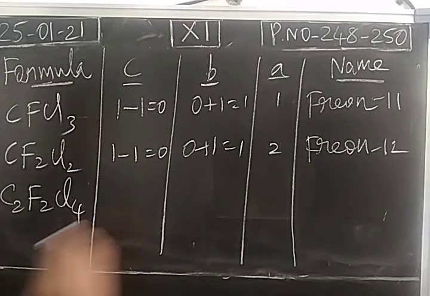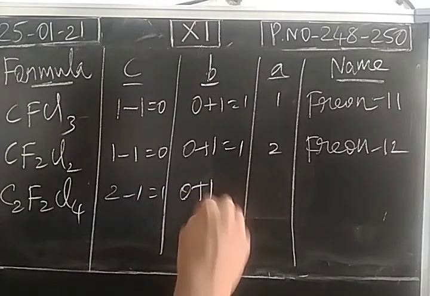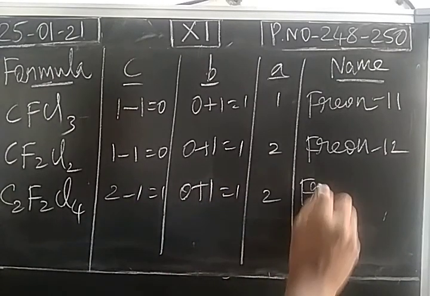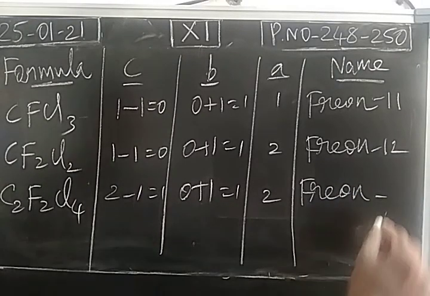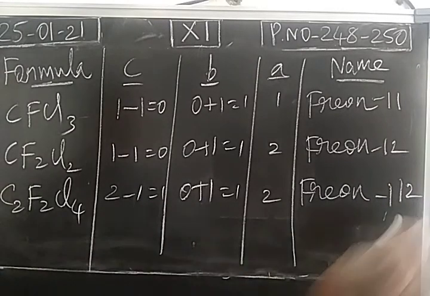Number of carbon atoms, 2 minus 1, so we write it as 1. B value, number of hydrogen atoms is 0, plus 1, so 1. Number of fluorine atoms, 2. So this is Freon 112. C, B, A values 1, 1, 2.